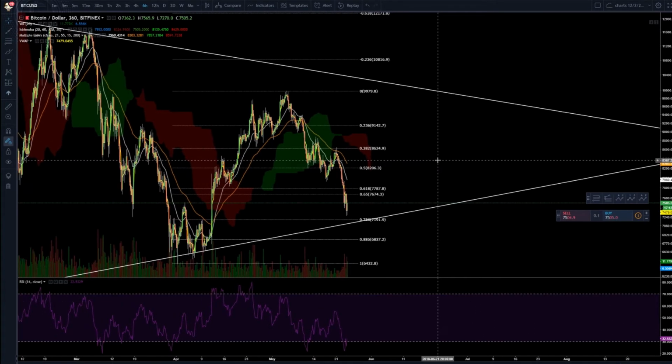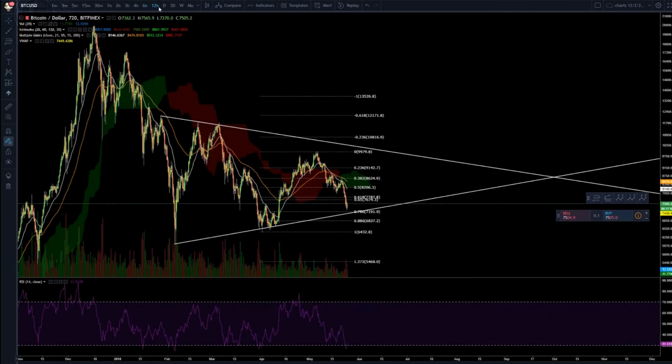So yeah, that is what I'm looking at. I mean, the 12 hours is still just coming out of oversold. And remember, guys, after it did that here, we had a nice run as well. So we could potentially see a nice run to 8K, perhaps even higher, to 8.8, right around these tops.